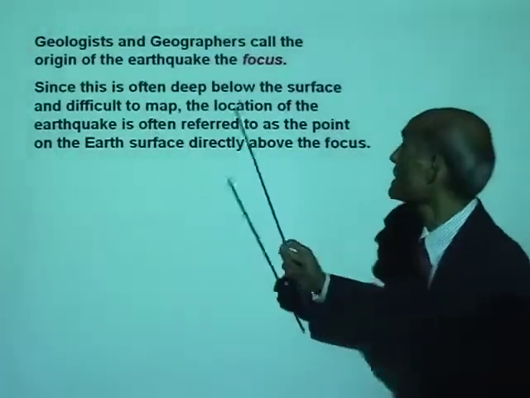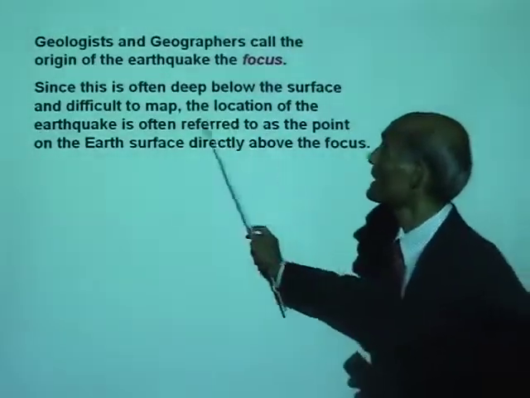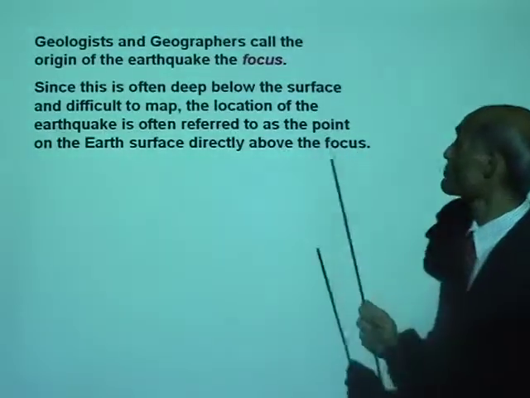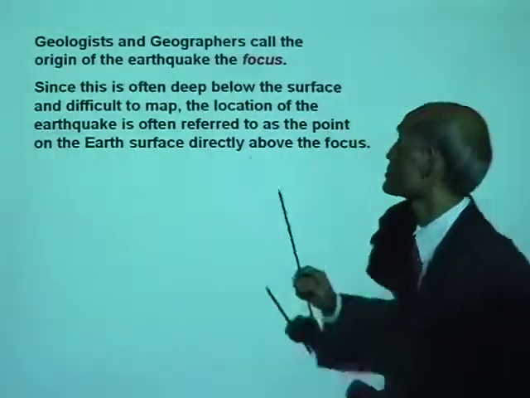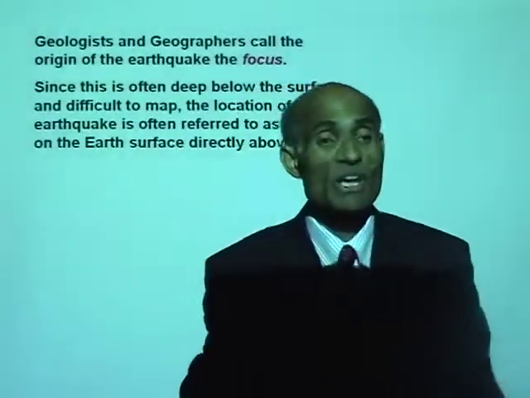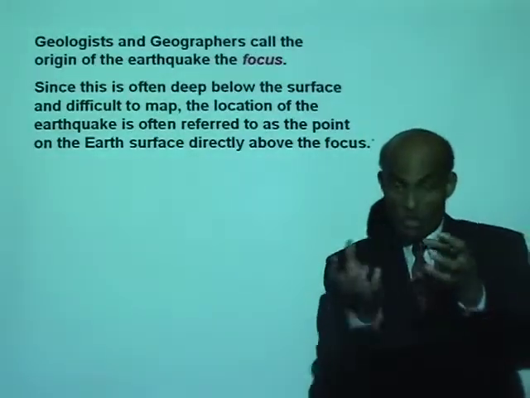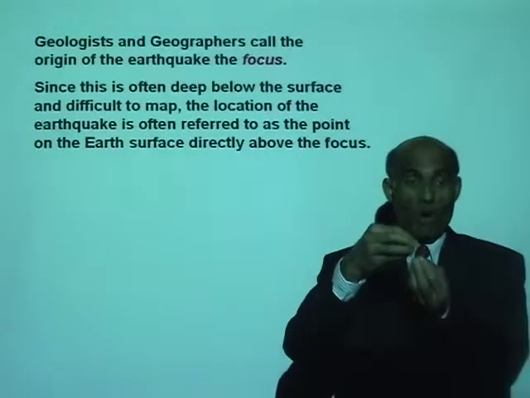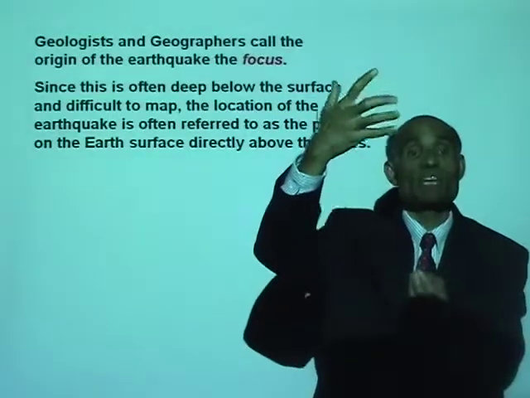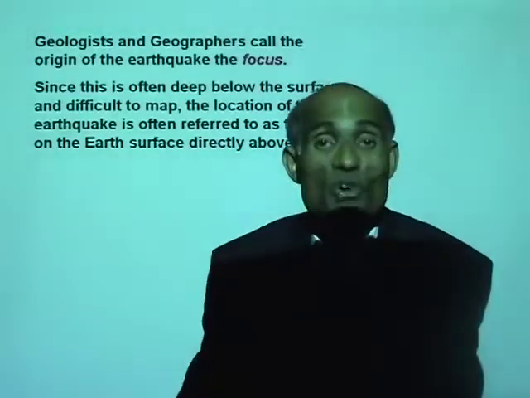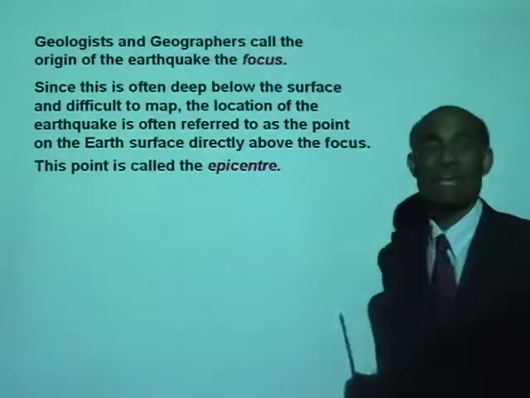Since this is often deep below the surface and difficult to map, the location of the earthquake is often referred to as a point directly above on the surface of the Earth. So if the focus of the earthquake is somewhere underneath the surface, a point directly above it on the surface is called, what do you call that one? It's called the epicenter of the earthquake. So such a point is called the epicenter.